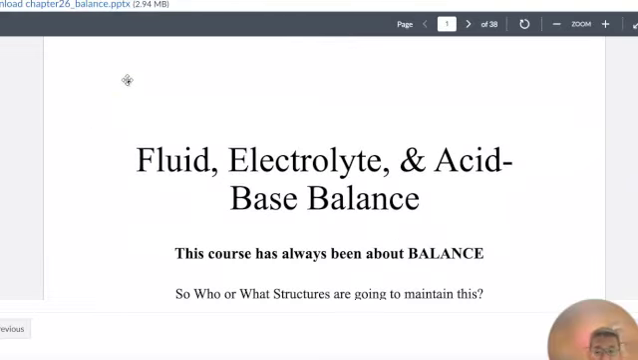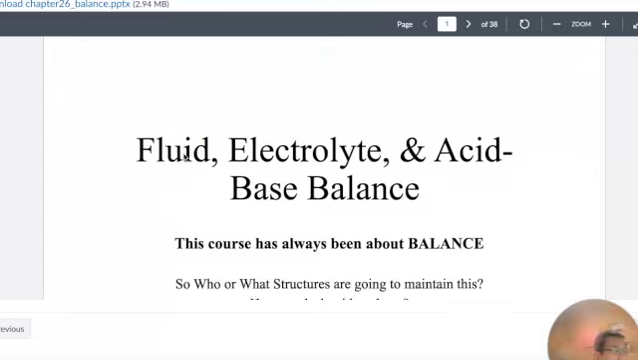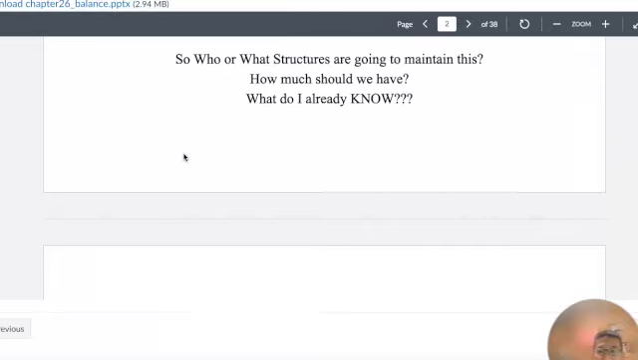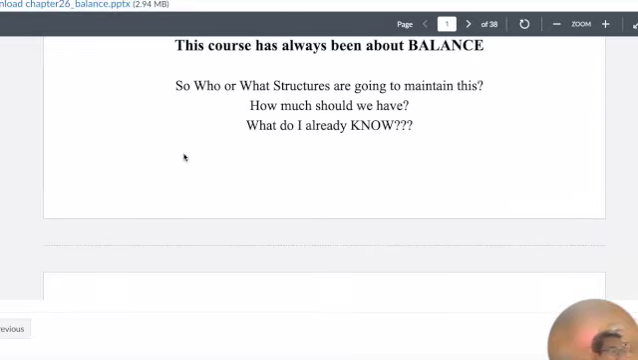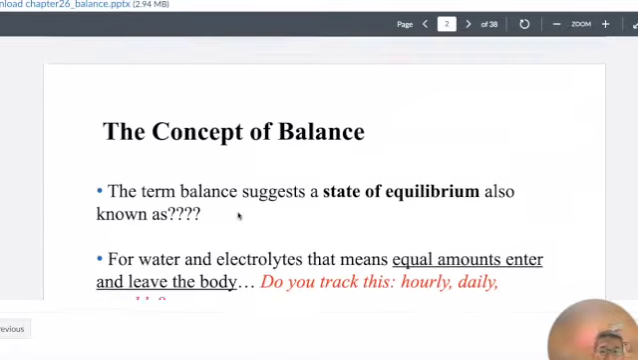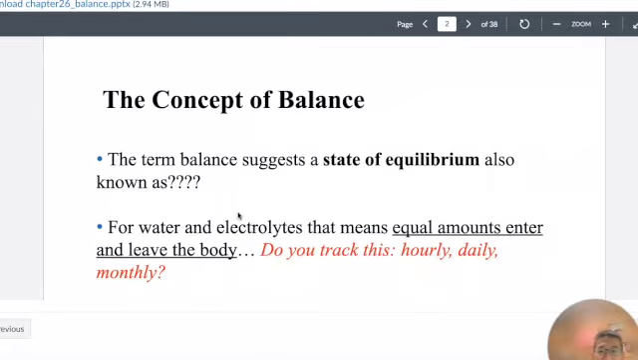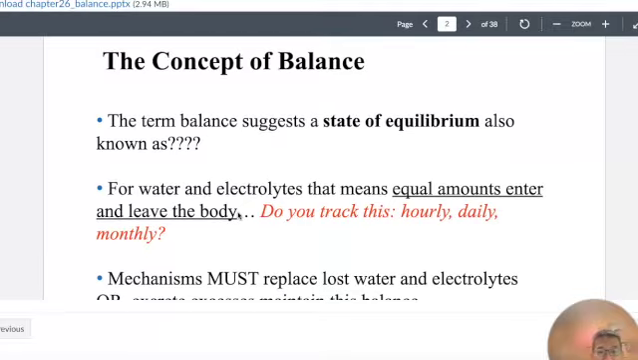Hello, everybody. Today we're going to do fluid, electrolytes, and acid base. It's a little bit shorter chapter, but it's very important as well. All this time we've been talking about equilibrium, and fluid is one of them as well.